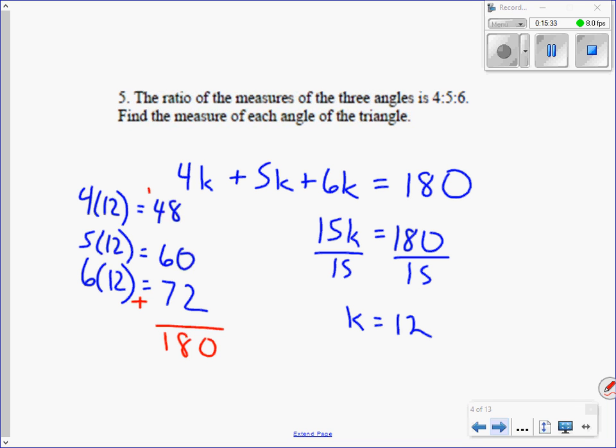48, 60, 72 are possible angles for a triangle. They are also in a ratio of 4 to 5 to 6, just like the question needed me to find. Okay? This is your answer. Ask for the angles.